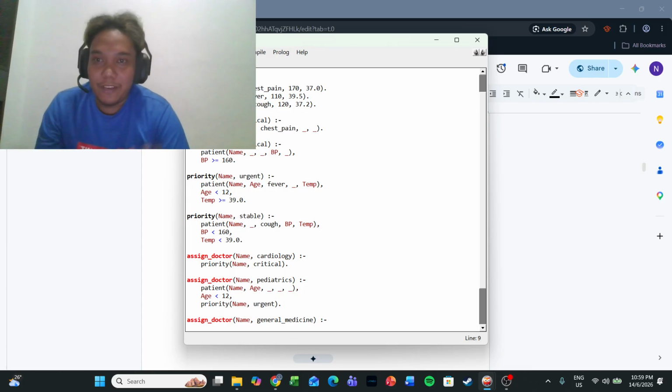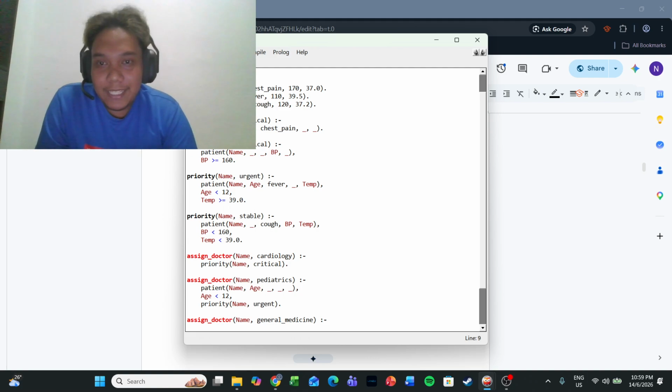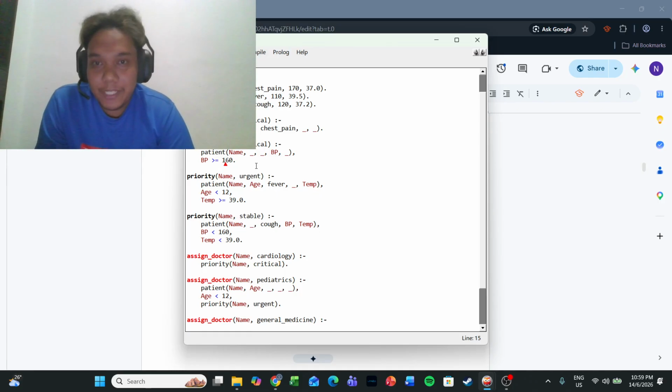So first one, we have a few priority which is critical, urgent, and stable. So how we determine their condition is, for critical we have two requirement which is chest pain, or high blood pressure more than 160. So whenever the patient fulfill one of these requirements, they will be determined as critical patient.